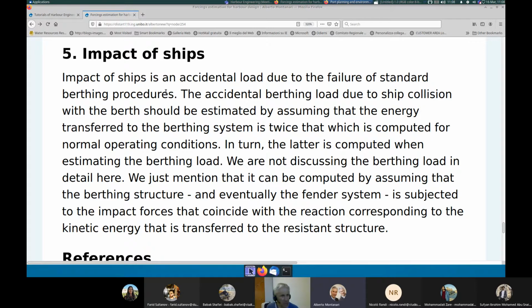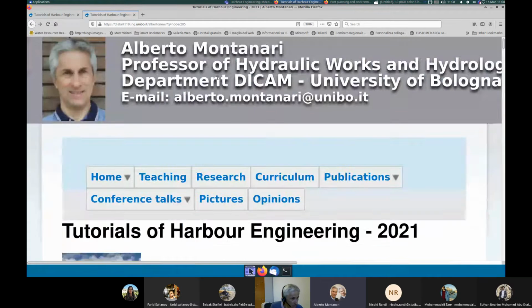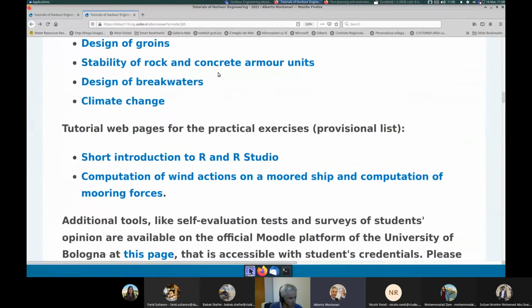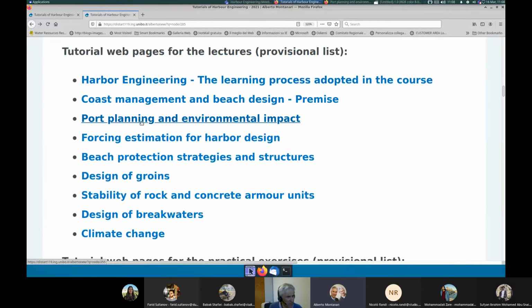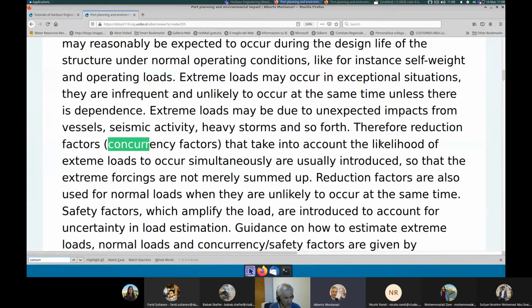Okay, let me show you. I go back to the previous lecture. The previous lecture was this one: Port planning and environmental impact. And here I am searching for concurrency.